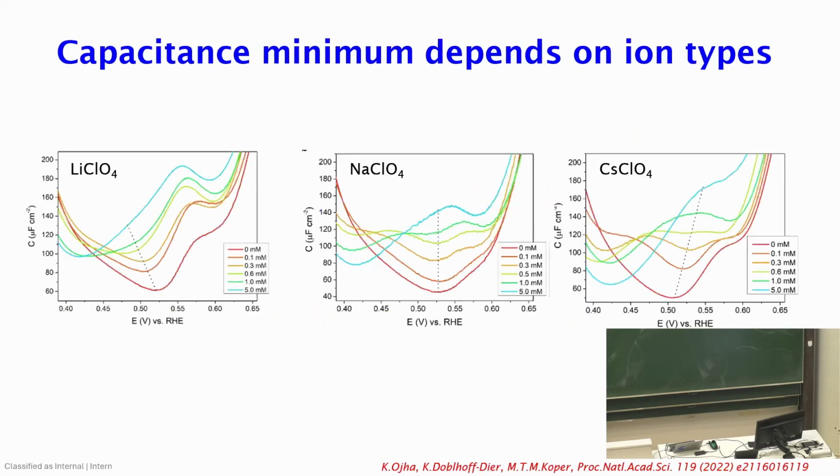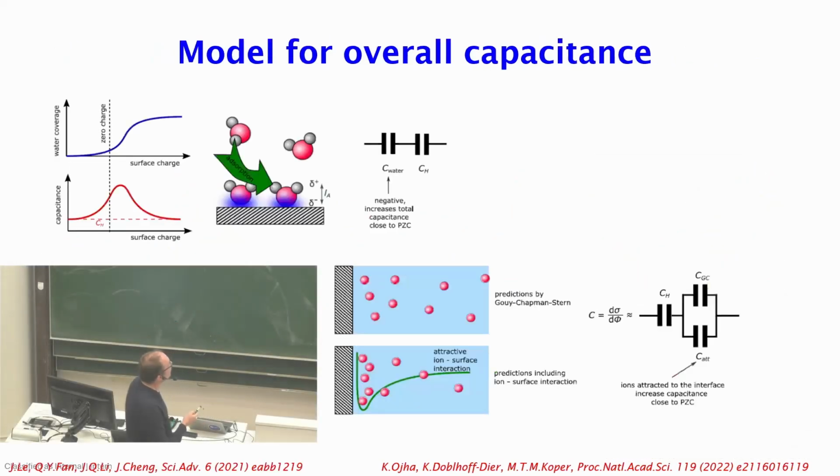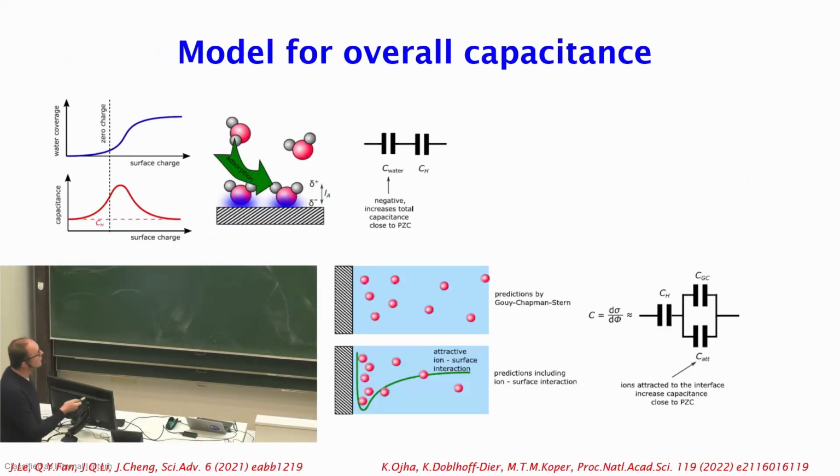We can see that it's sensitive to the difference in size. We were probably lucky. We did this initially with sodium perchlorate, but we can see that if there's a big difference in size between the anion and the cation, we can see a shift in the minimum. And this is something that our model can in principle also explain. And combined with a very simple model for the inner Helmholtz layer that was suggested by Jun Chang, we can sort of roughly reproduce the capacitance trends that we see experimentally.